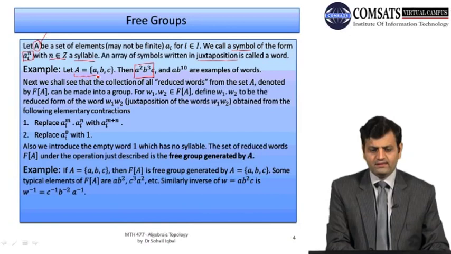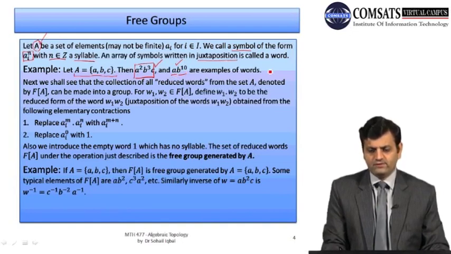So for example, if our set A is {a, b, c}, then a squared is a syllable, b cubed is a syllable, c raised to power 1 is a syllable. If we write these three syllables in juxtaposition, then this is going to be a word. Similarly, a raised to power 1 and b raised to power 10 are two syllables, and written in juxtaposition, this is a word. Similarly, we can write down other words as well. For example, in this A equal to {a, b, c}, we can write another word, a raised to power -2, b raised to power 3, and let's say c raised to power 5.